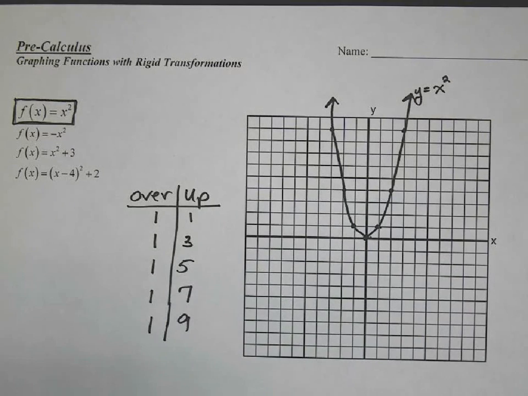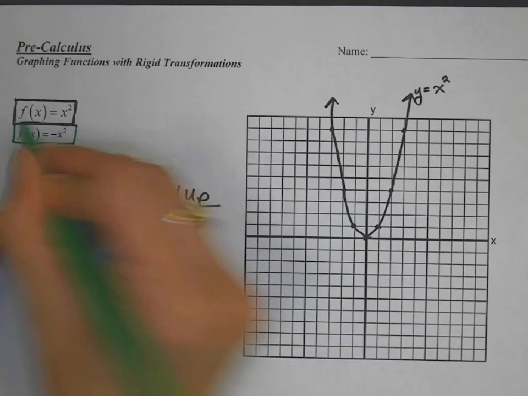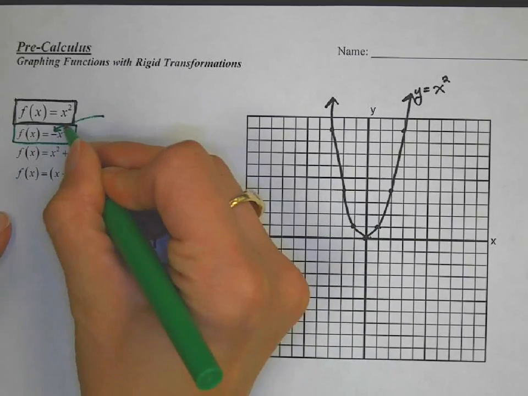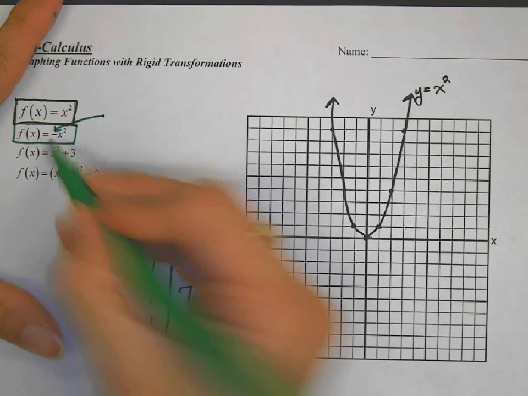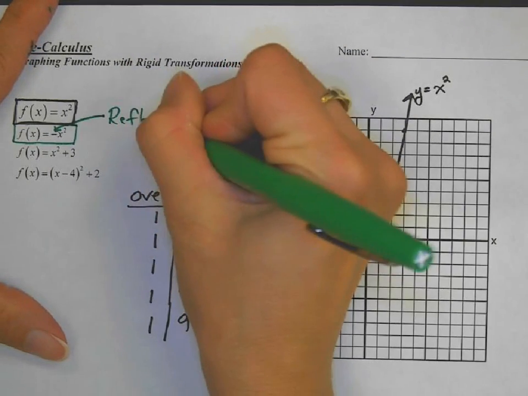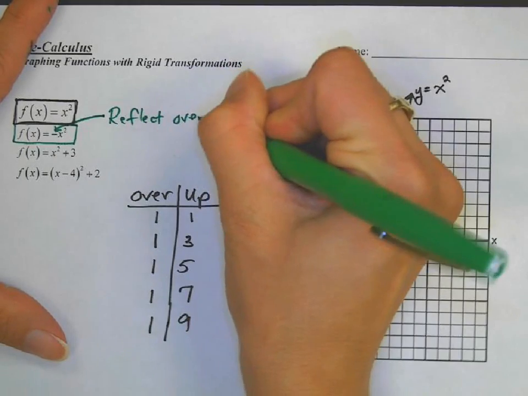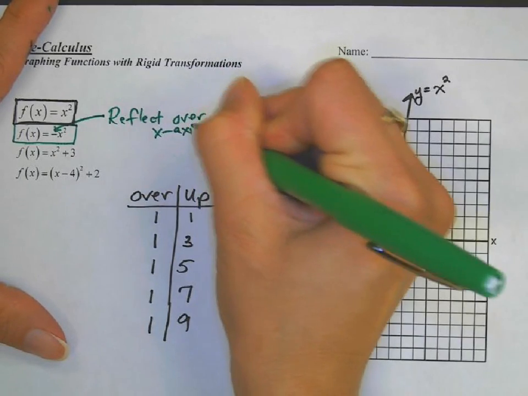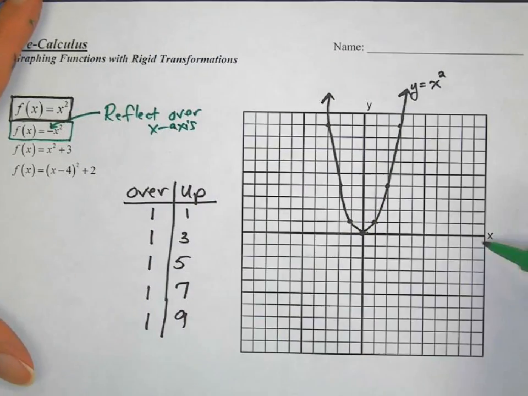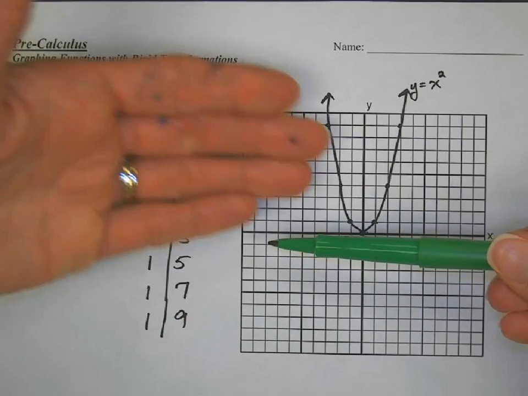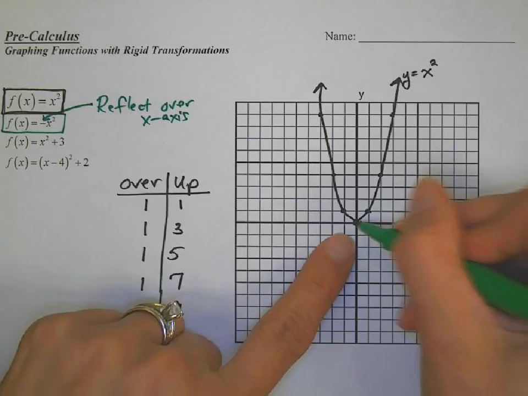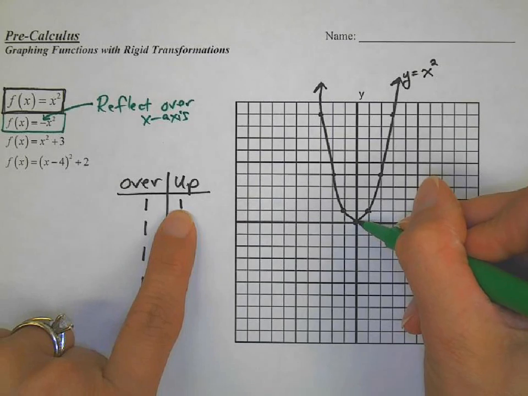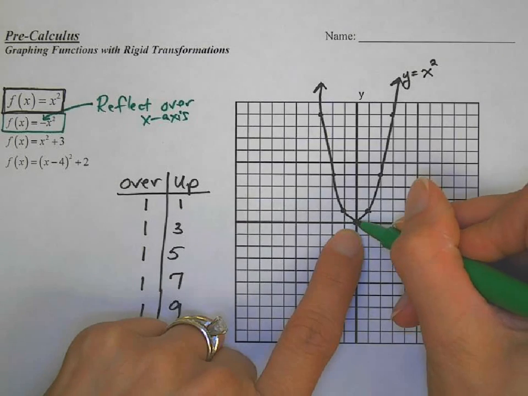Okay, now the next one, I'm going to change colors here. I'm going to do it with my green pen. And I can't help but notice that he has a negative out in front. Is that negative getting squared? No. That negative means reflection over the x-axis. So if I take this parabola and I reflect over the x-axis, he's going to be opening down. Okay? So we're going to use the same growth pattern, but instead of going up, we're going to be going down.